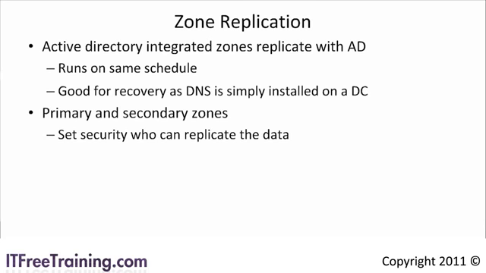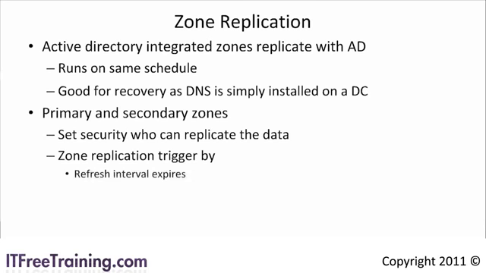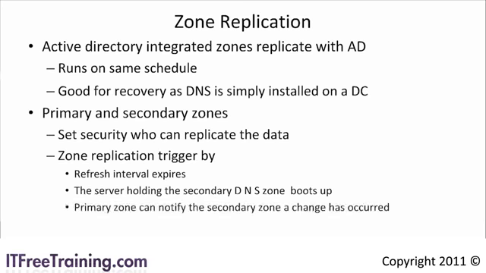By default, no one can replicate DNS data from your DNS server. Once your security is set up, the secondary zone needs to perform zone replication to keep its records up to date. First, zone replication can be triggered by the refresh interval expiring. This is set in the Start of Authority record. The next way is when the server holding the secondary DNS zone boots up. The last way replication can happen is when the primary zone notifies the secondary zone that a change has occurred. When this happens, the secondary zone will request a zone transfer from the primary zone.